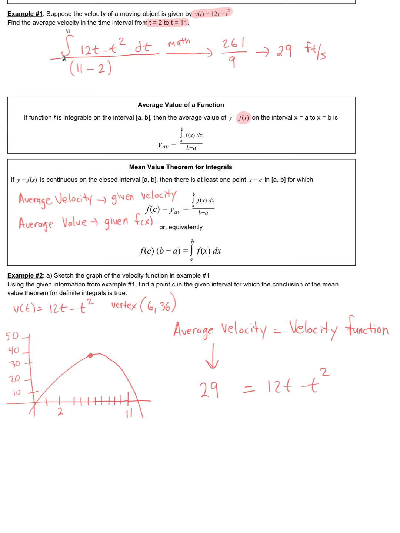So now we solve this. The easiest way to solve this, if you have a t squared and a t, is to get everything to one side and set it equal to 0. So I'm just going to subtract 29 from both sides.